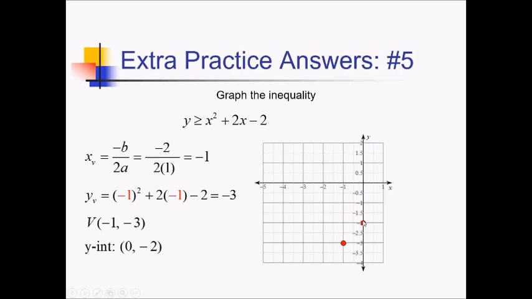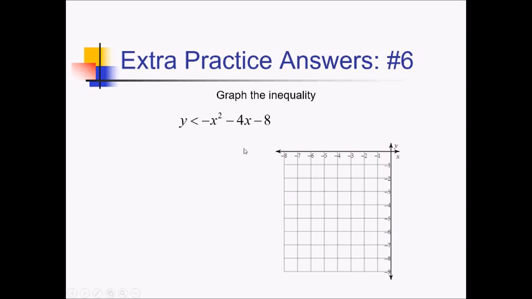And then using symmetry, I have another dot on the other end of the vertex. So over here, that's my third dot using symmetry. And then let me use a solid line through the solid dots. Since my inequality is y greater than, I'm going to shade everything above the parabola I just drew.